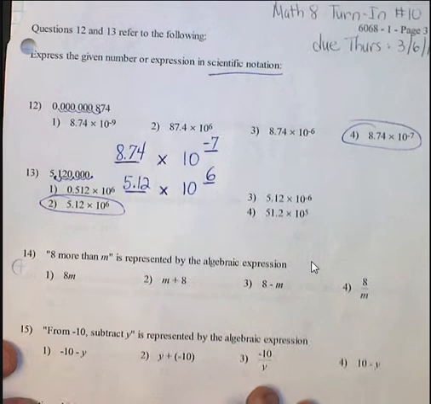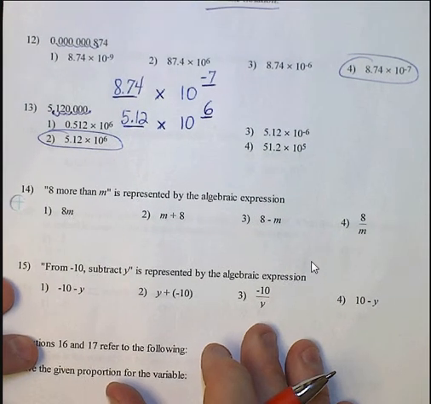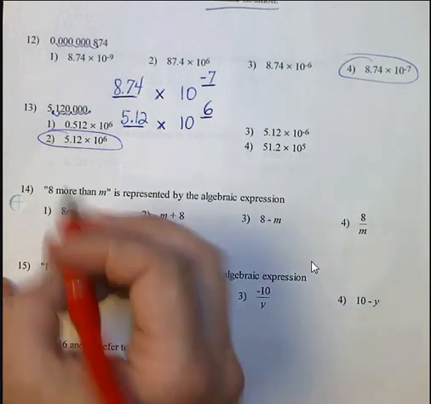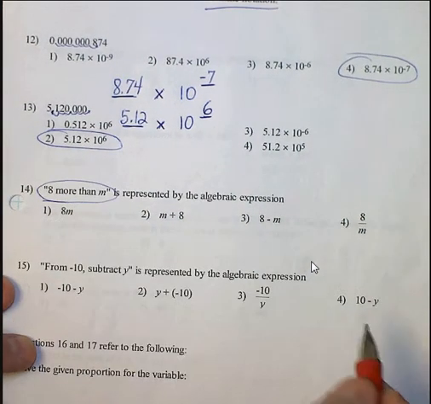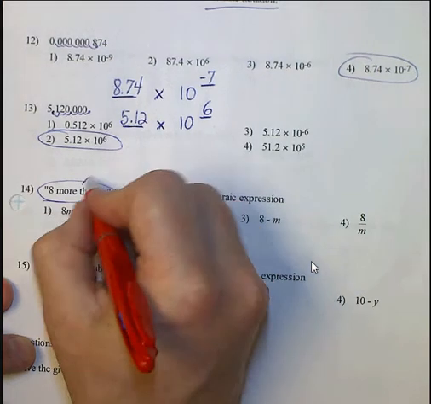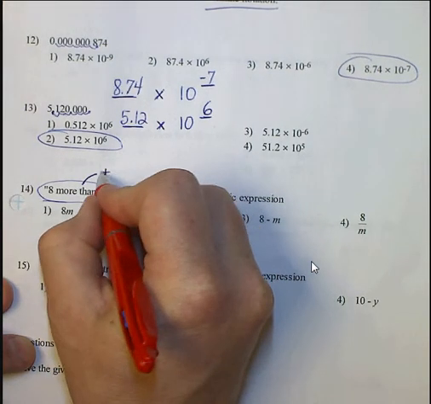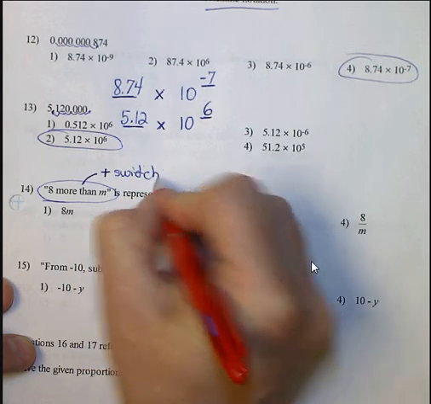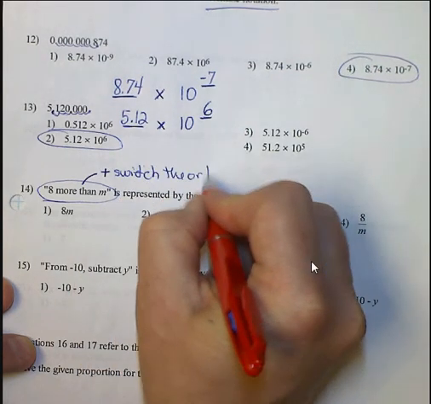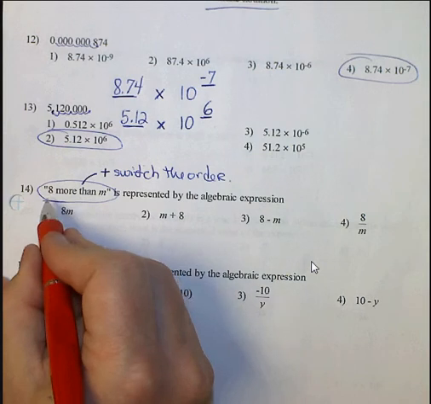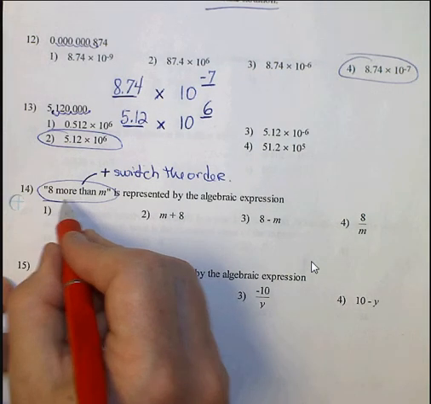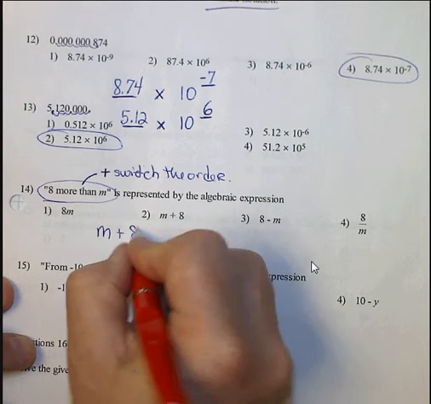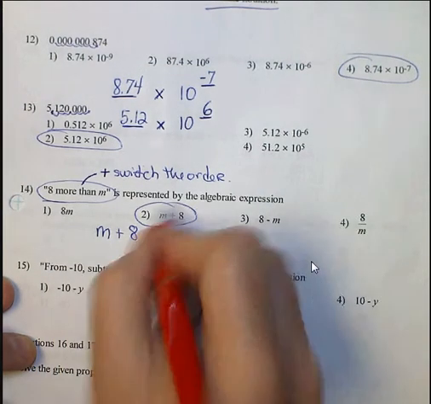Number 14. We're starting to go into writing things as algebraic expressions. So I'm trying to write this as an algebraic expression, 8 more than m. And what we talked about in class is more than means we're going to add and switch the order. So 8 comes first. If we switch the order, 8 is going to come second, m is going to come first, and we're going to use the addition sign. So m plus 8, choice 2.